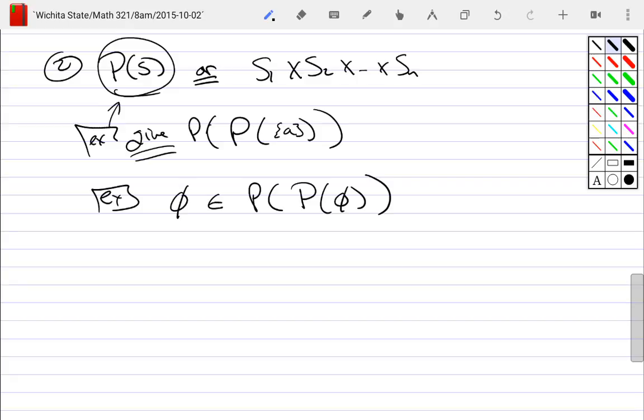And maybe a cross product, right? You know, what's the cross product? Give me the cross product of these things. What's in it?